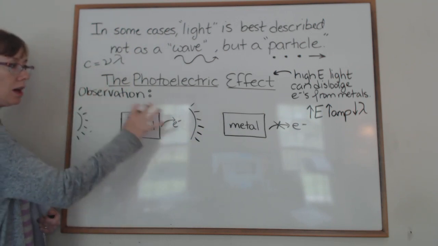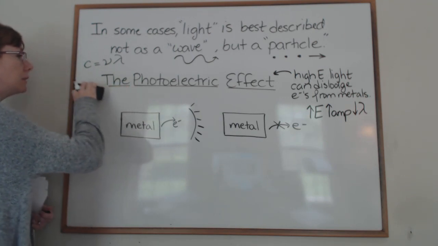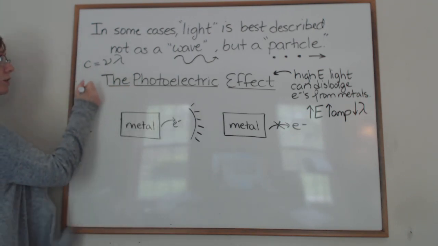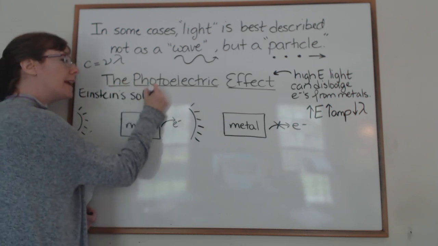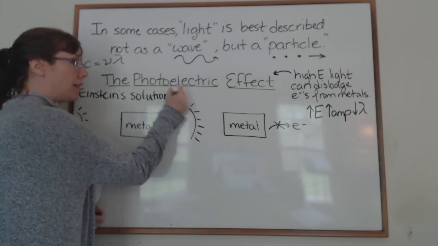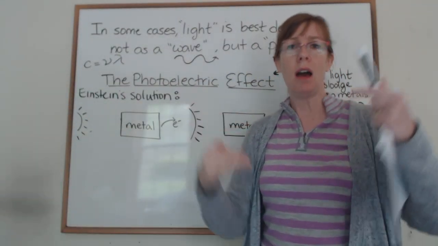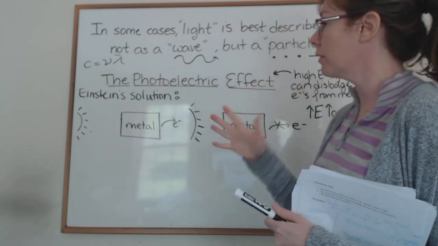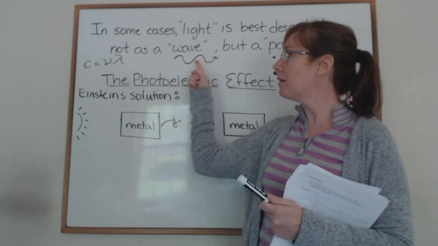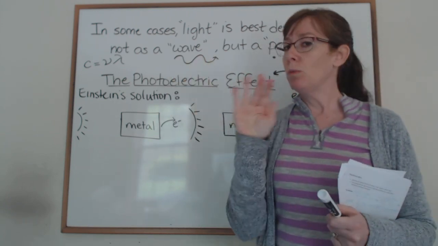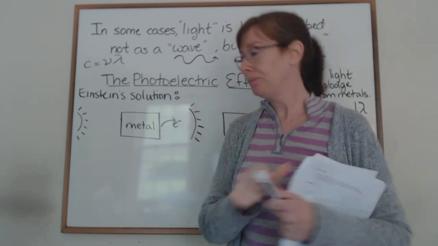So we have these two observations, but now let's come up with, and we can label this next part, the solution, Einstein's solution. He's trying to explain this phenomenon. What was his solution to this bizarre decoupling of amplitude and wavelength or frequency? What Einstein proposed was that instead of thinking about light like a wave, we're thinking of it wrong, at least in this context. Light is acting as a particle.